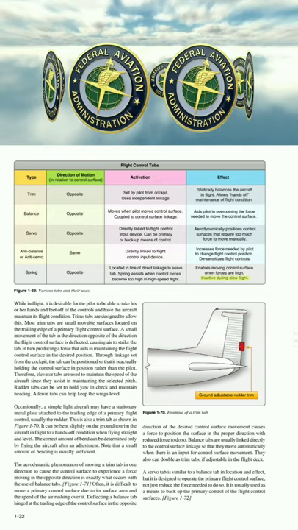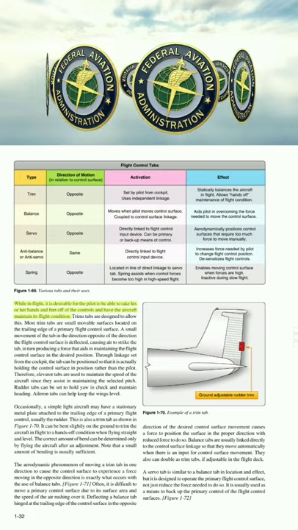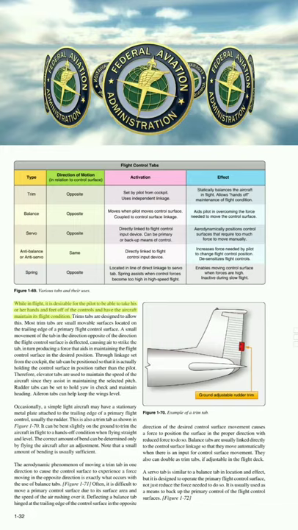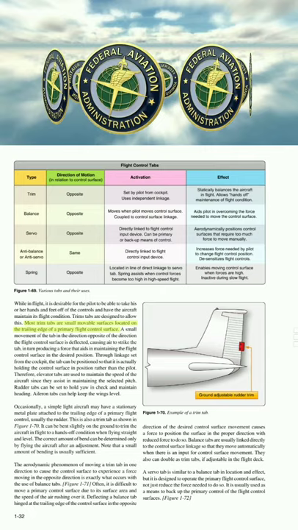While in flight, it is desirable for the pilot to be able to take his or her hands and feet off of the controls and have the aircraft maintain its flight condition. Trim tabs are designed to allow this. Most trim tabs are small movable surfaces located on the trailing edge of a primary flight control surface.